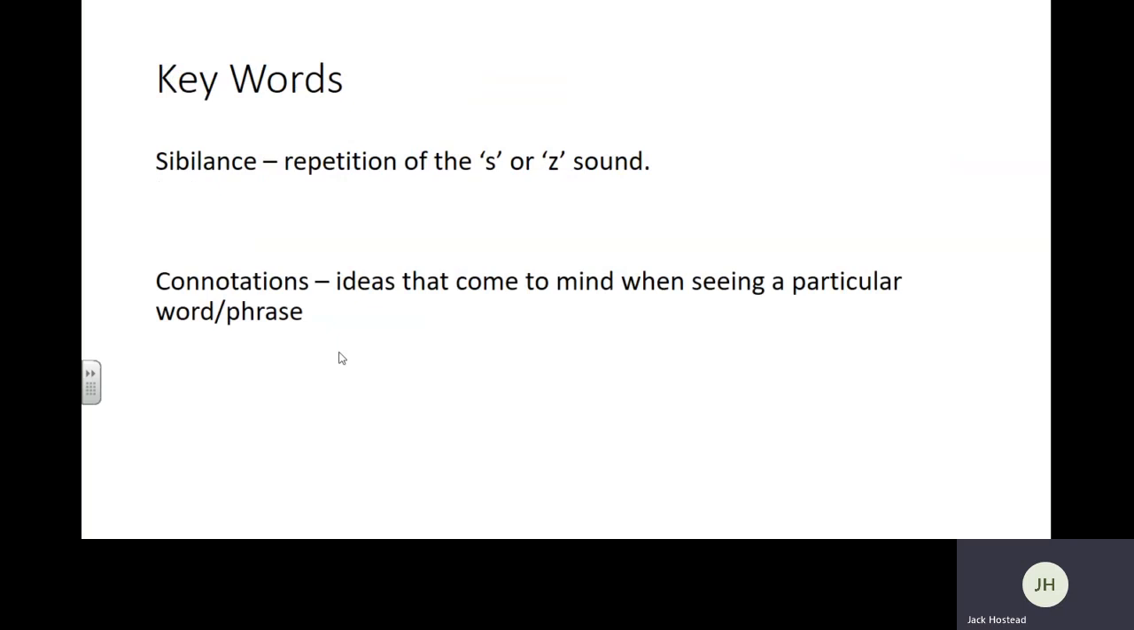All right, and then the last thing, just another pause job in a second, is just a couple more keywords. So hopefully we know these ones already, especially the bottom one. The first one is sibilance. So we looked at assonance last lesson, which is similar to alliteration in terms of the fact that it's repeating a sound. Now, sibilance is the same, except this time it's the repetition of the S or the Z sound. And then connotations as well.